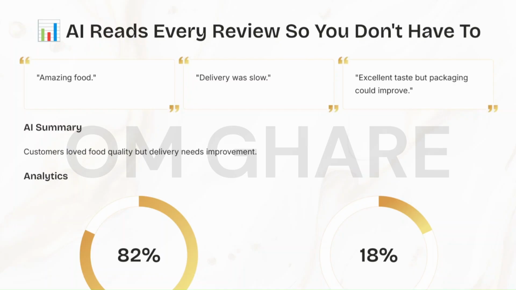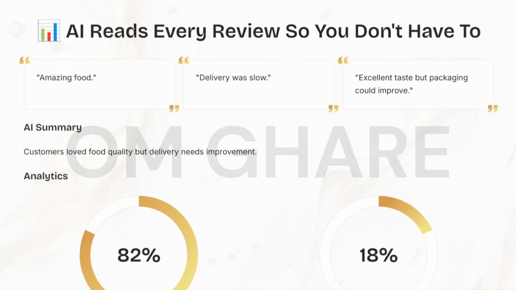For example, in the demonstration, the AI receives three customer reviews. One customer says the food was amazing, another mentions the delivery was slow, and the third customer appreciates the taste but suggests improving the packaging. Instead of returning these reviews separately, the AI produces a concise summary. It identifies that the customers generally love the food but are dissatisfied with the delivery performance.